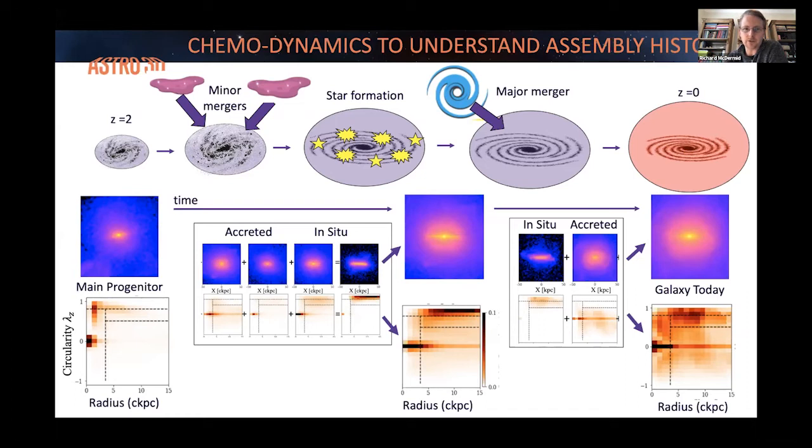So here I've just got a cartoon formation history of a galaxy. This is taken from the Illustris simulations. And the larger panels are showing how the galaxy is at 3 milestones in its lifetime and how the circularity space looks. And we can actually break that down into the accreted and the in situ formation, or the origins of the stars that we're looking at.